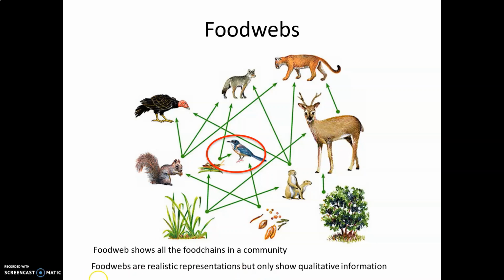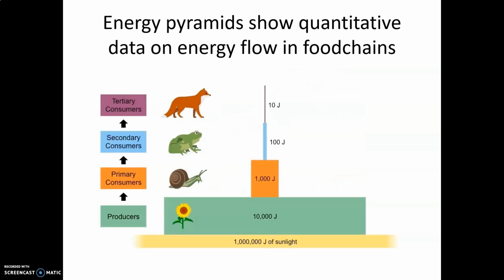But you should also know that the limitation to this way of modeling energy flow is that it only shows qualitative information. So it shows from which species to which species the energy is transferred, but it doesn't really show how much energy is transferred. So if we want to know more about how much energy is transferred, then we should take a look at the energy pyramids, and we have talked about them before.